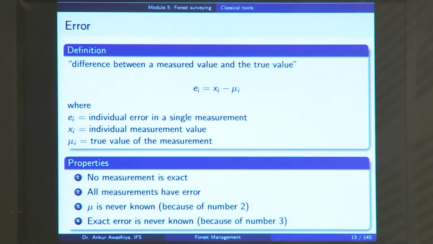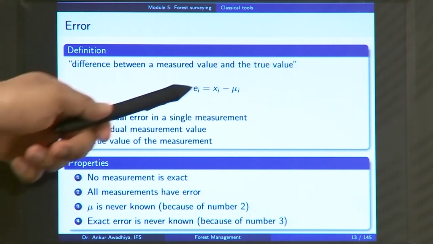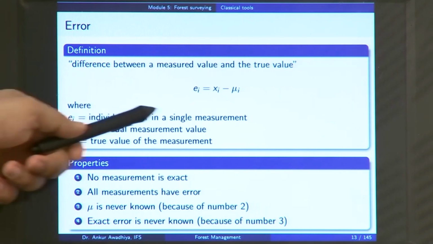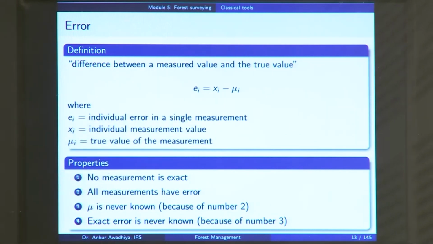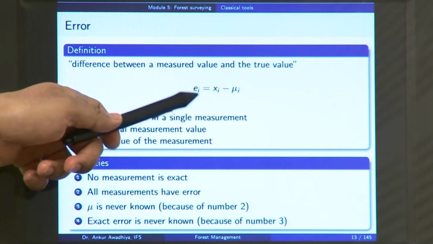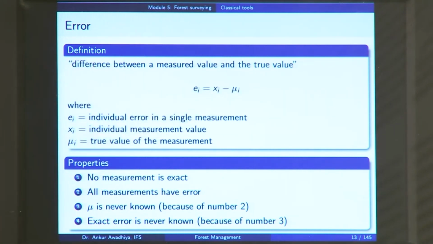If you look at the properties, no measurement is exact and all measurements have certain error. Now, if you have certain error every time, then mu is never known, because you can never measure the true value of a measurement. If you do not know mu, you can never have an idea of the exact error, because you can find out an exact error only if you know mu, but you cannot measure mu, because any measurement of mu will have certain errors. So, we try to minimize the error, or we try to take measurements in such a manner that the errors cancel out.